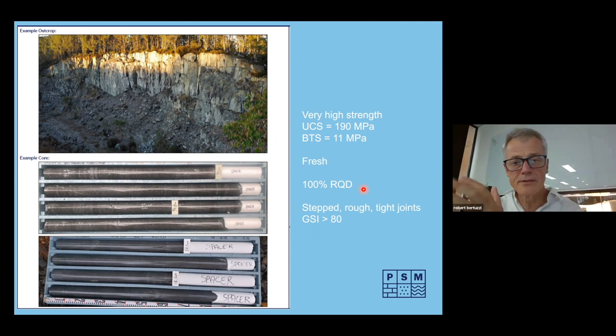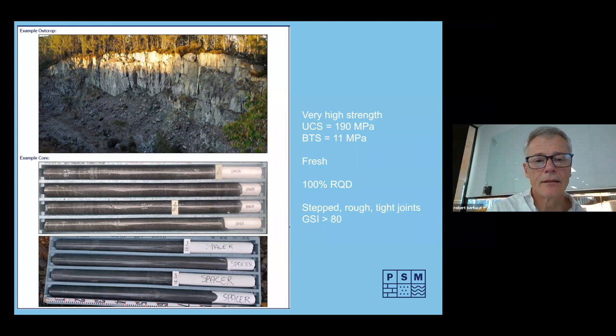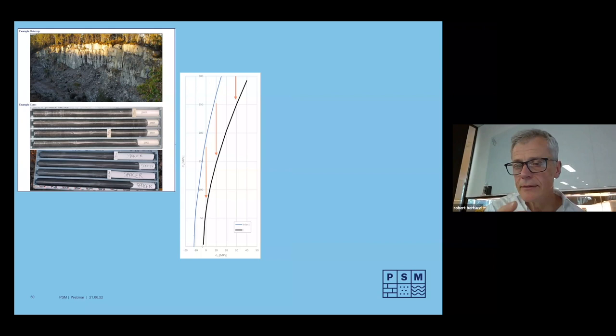So we'll start off with the best quality rock mass, with very high strength dolerite. There's a UCS of 190 and a Brazilian of 11 MPa. It's fresh, 100% RQD, with tight, rough stepped joints. GSI, I think, has been conservatively estimated to be 80. It's probably 90 at least. So we could use the GSI Hoek-Brown approach. We could estimate that and stick it in to calculate what the rock mass strength is.